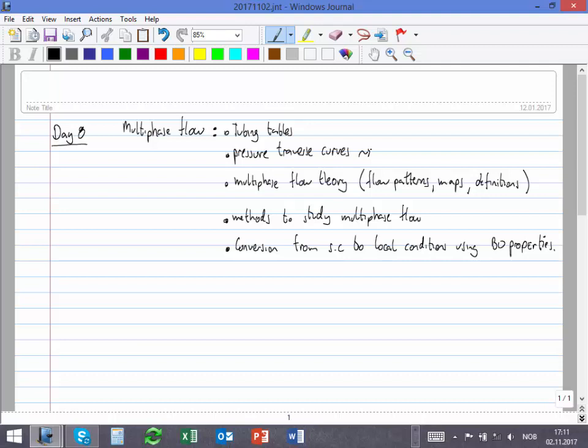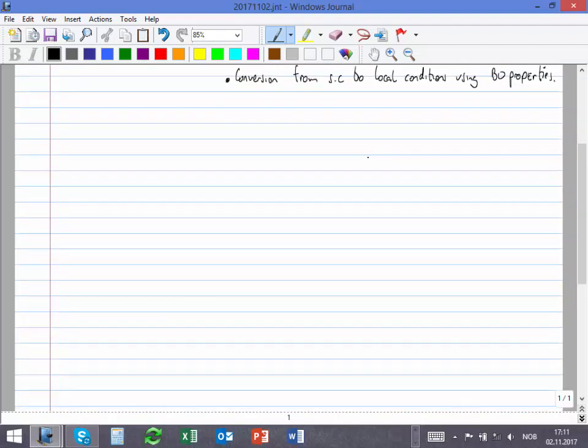And then we are going to go to how to convert. Remember, all the time we need velocity of liquid and gas at local conditions. And now we have a more complicated issue. We don't have only undersaturated oil or undersaturated gas, but we have actually the two phases. So we need to know how to make that conversion. Let's see if we manage to cover all of this today.